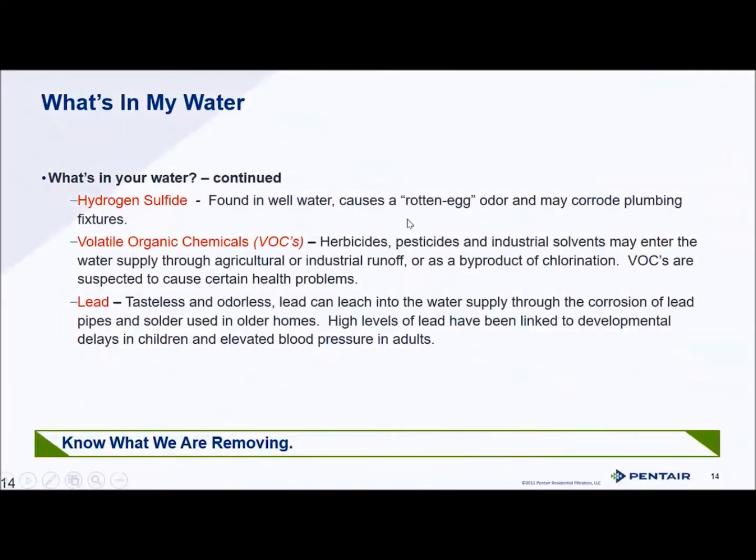VOCs, this is volatile organic compounds. This is stuff you can smell rather easily when you open a jar or spray something. This is herbicides, pesticides, industrial solvents, PVC solvent, that type of stuff. May enter the water supply through agriculture or industrial runoff or as a byproduct of chlorination. VOCs are suspected to cause certain health problems. I don't want to drink them either. This is where a good coconut carbon, if you have this in your water supply, may be a good bet, or a mixed bed.